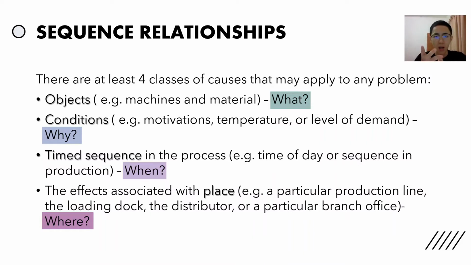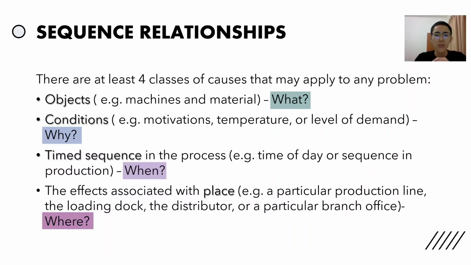What is for the objects, for example machines and materials in the industry. Why will be conditions, for example motivation, temperature, or level of demand. When will be the time sequence in a process, for example time of day or sequence in production. And lastly, where covers the effects associated with place, for example a particular production line, the loading dock, the distributor, and a particular branch office.